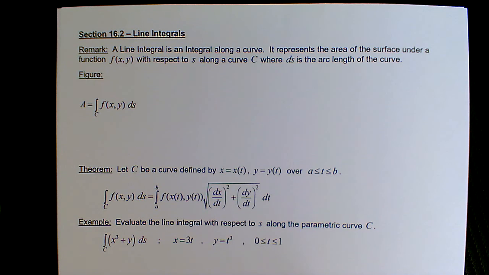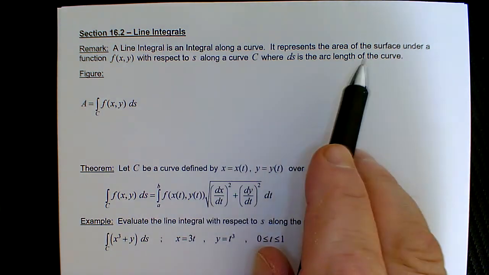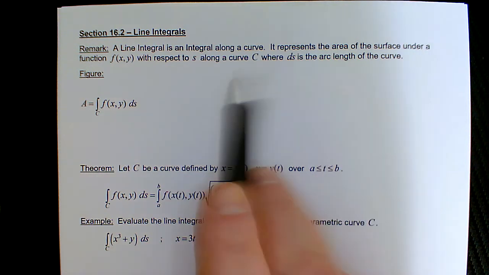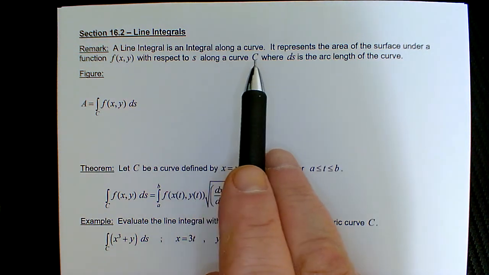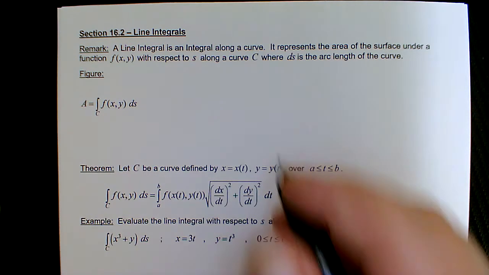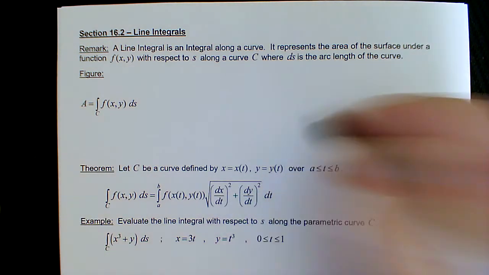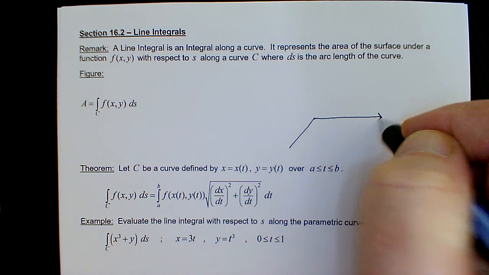I have a little remark to start off with. It's basically an integral along a curve, and it represents the area of the surface under a function with respect to s along a curve C, where ds is the arc length of the curve. I know that doesn't really mean that much, so I think a sketch will help. So let's consider a sketch here.